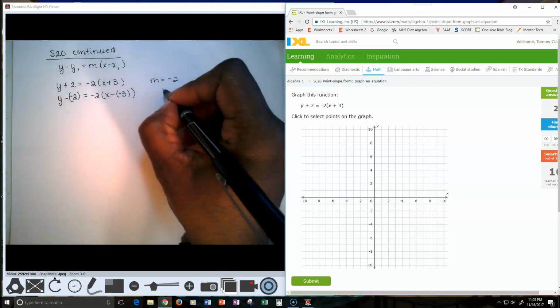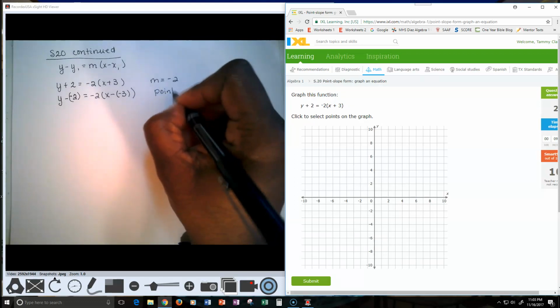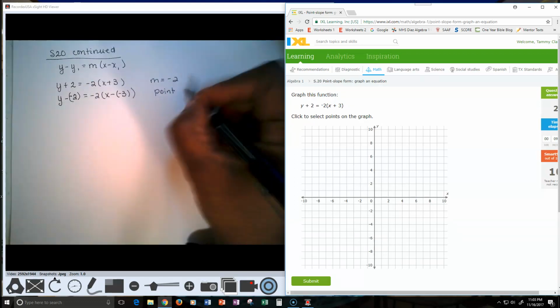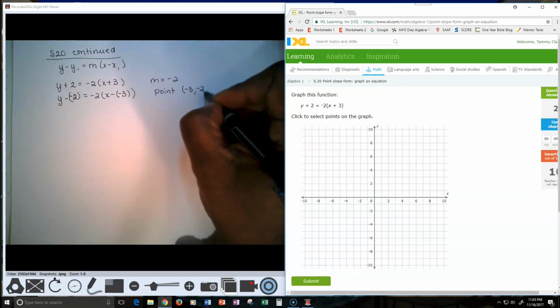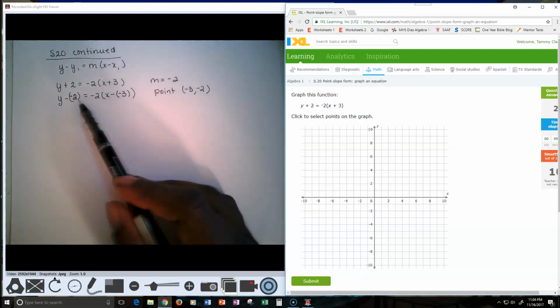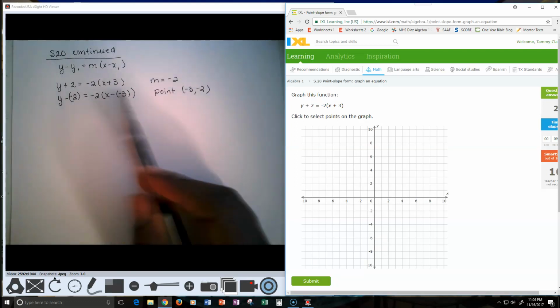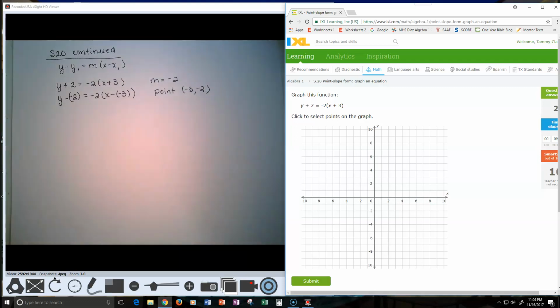So our ordered pair, or our point, would be negative 3, negative 2. And be careful, because I've done this before where I've mixed them up just because I'm used to the x going first and the y going second. And I've kind of put the x where the y goes and the y where the x goes. So just be careful about that.